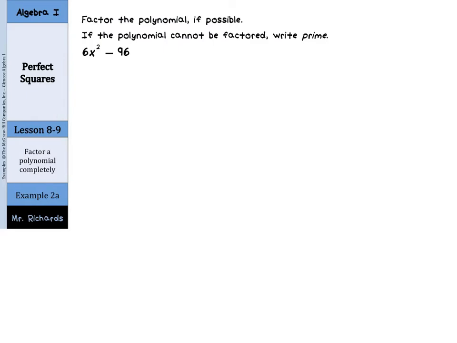Factor the polynomial if possible. If the polynomial cannot be factored, write prime. Well, our first step in factoring methods is to factor out the GCF if there is one. And here with 6x squared minus 96, there is a GCF, and that is 6. So if I factor out a 6, I'm left with x squared minus 96 divided by 6 is 16.